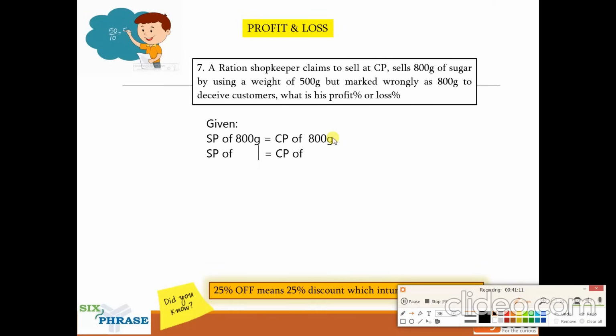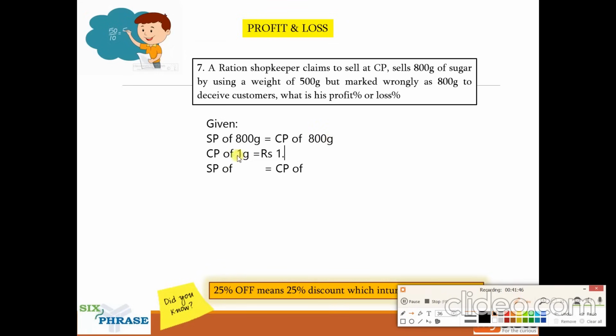Now see what is the rupees that he is getting. He is actually getting rupees 800 here. Yes, the shopkeeper, how much rupees is he getting? So let us suppose 1 gram costs 1 rupee. I'm going to give you 1 gram cost price is equal to rupees 1. So this is what I am giving you.